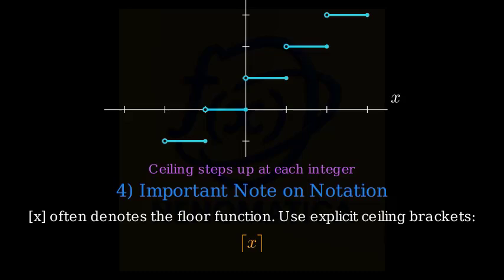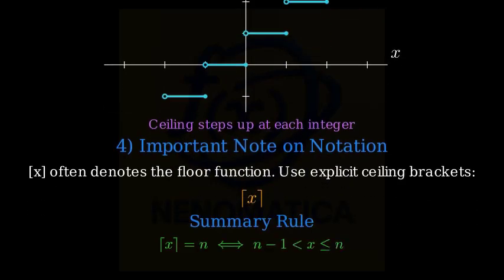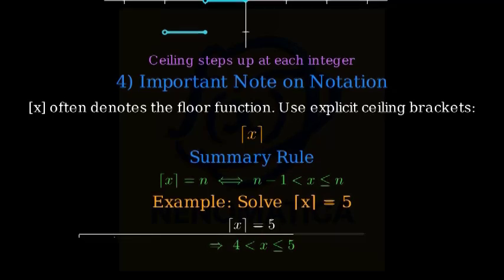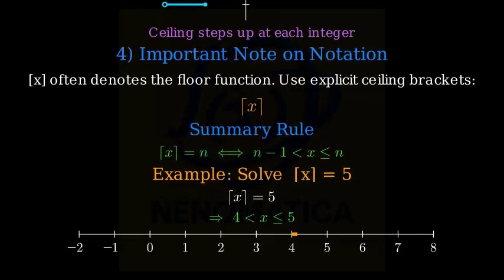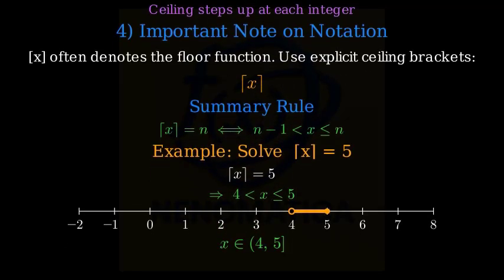For example, if the ceiling of x equals 5, then 4 is less than x and x is less than or equal to 5. Let's display the rule and then solve the example on a number line. We highlight the open point at 4 and the closed point at 5. The solution set is all real x strictly bigger than 4 and up to and including 5.